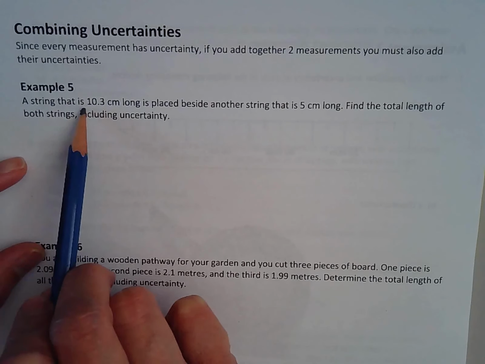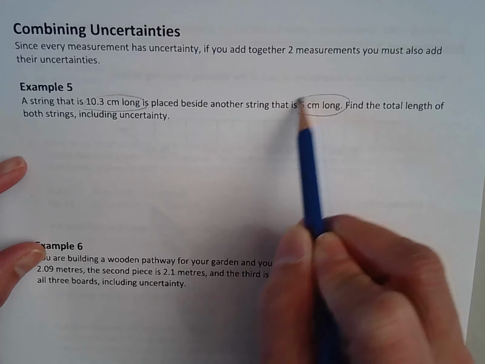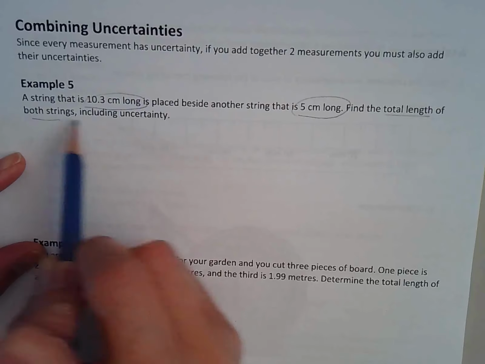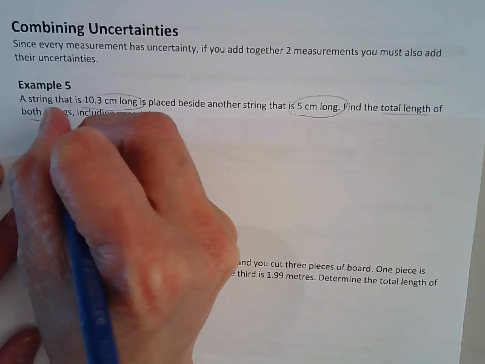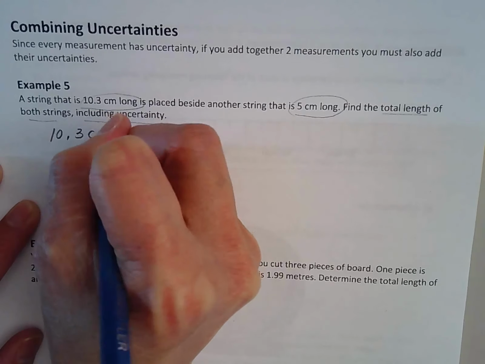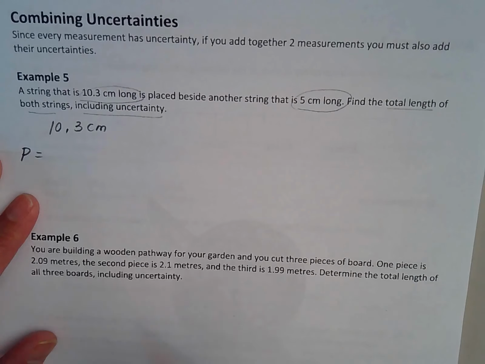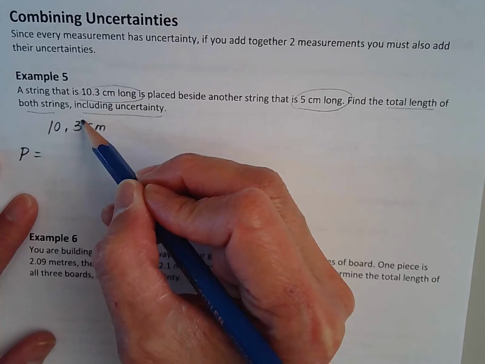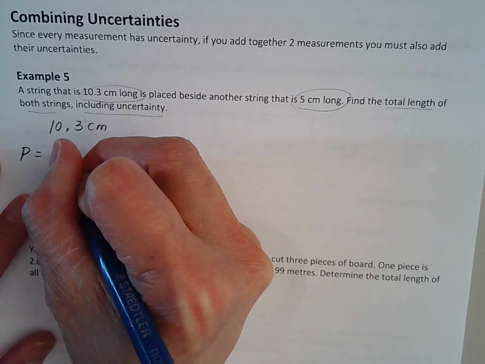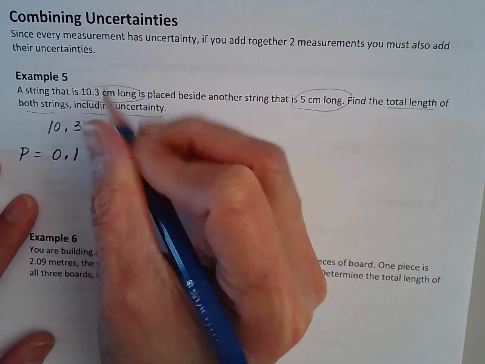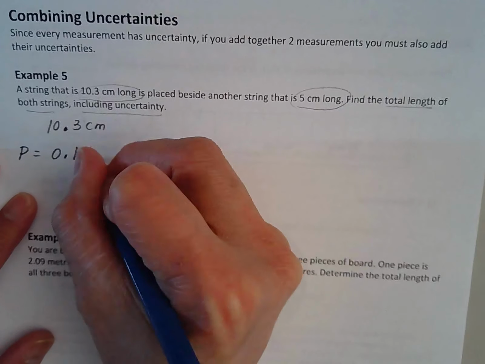A string that is 10.3 centimeters long is placed beside another string that's 5 centimeters long. Find the total length of both strings, including uncertainty. Okay, now let's start with this one here. 10.3 centimeters. What's the precision here? The lowest place value in 10.3 is 0.1. So 0.1 centimeters.